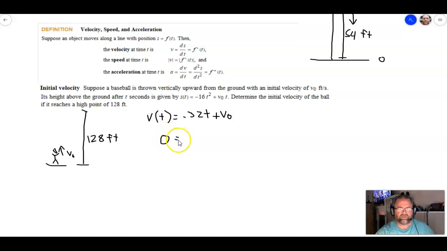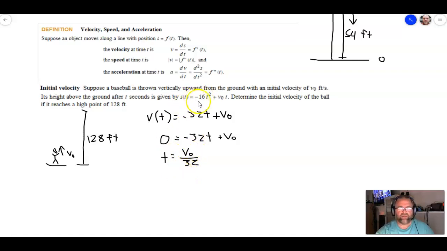So that's going to be equal to negative 32t plus the initial velocity. And then if I add 32t to both sides and then I divide by 32, I'm going to get t is equal to the initial velocity all over 32. Remember, at this point, I don't know what the initial velocity is, so I just have to keep it in here as a constant variable. This is just some kind of constant here.